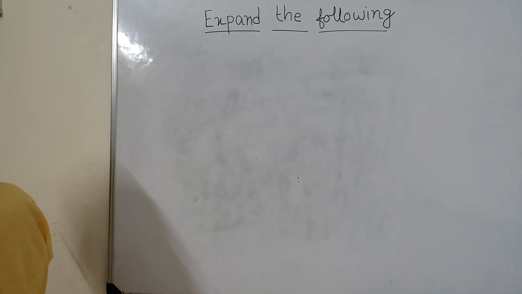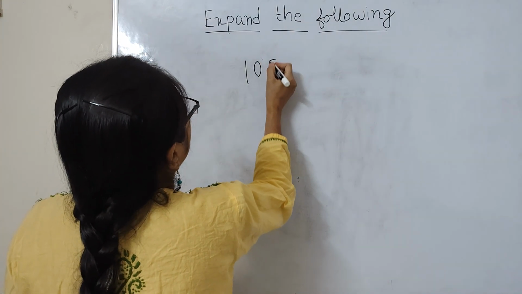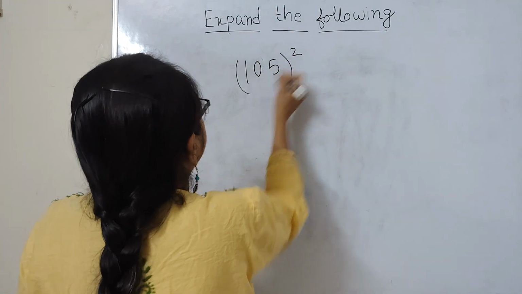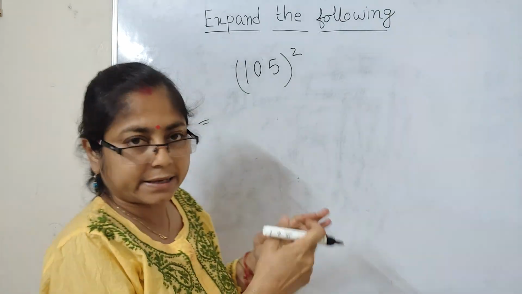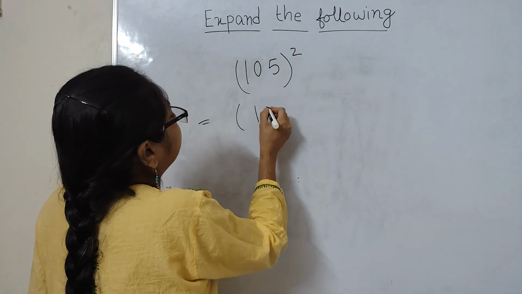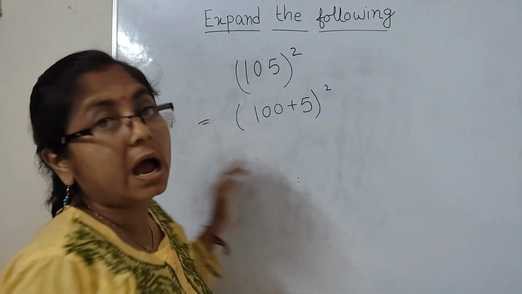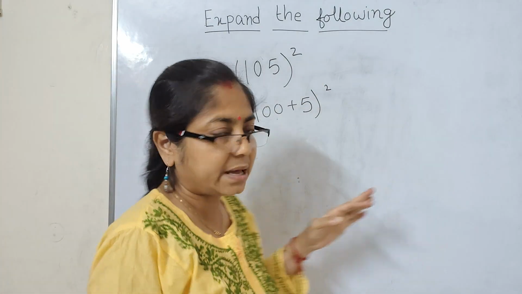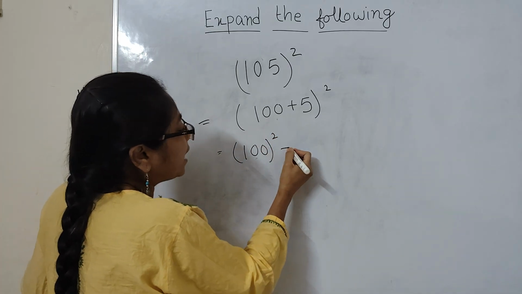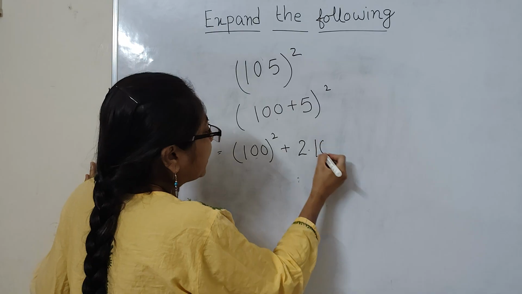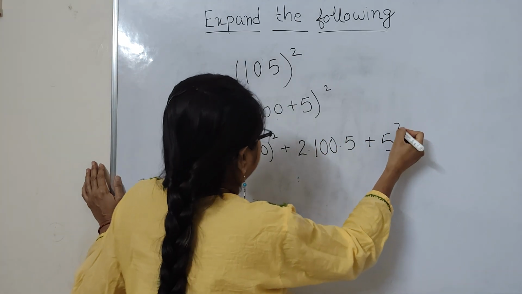This one is 105 whole square. In that case I have only one number, so I break that number into two parts. Then I expand it. I write it as 100 plus 5 whole square. Here 100 is the A and 5 is the B. So I write A square plus 2 into A into B. Here B is 5, plus B square.